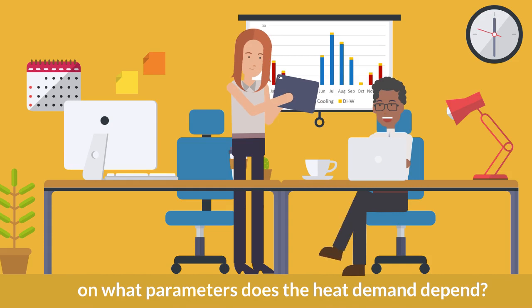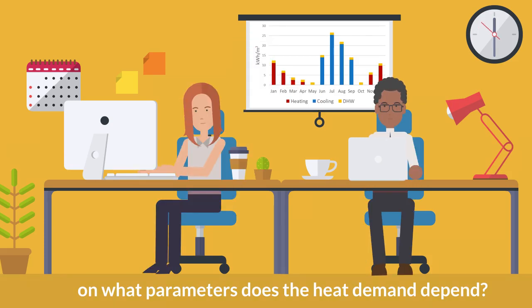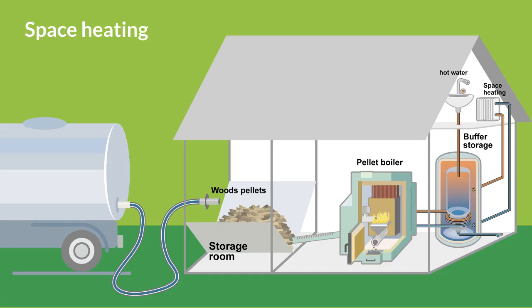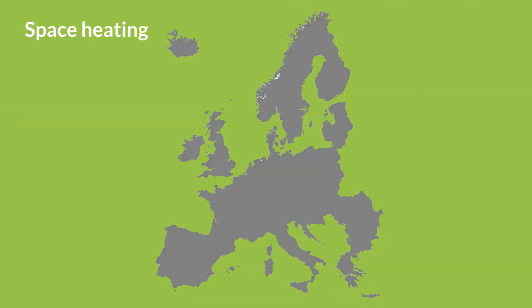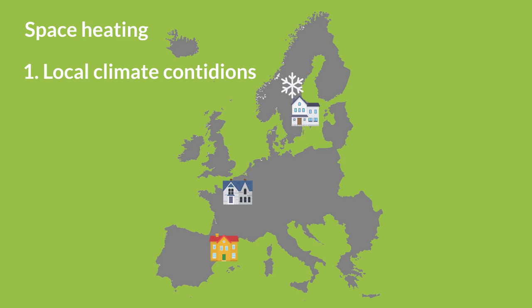Okay, but on what parameters does the heat demand depend? Let's differentiate between space heating and domestic hot water. Space heating strongly depends on the outdoor temperature. It is not the same to size a space heating system in Stockholm, Paris, or Barcelona. Therefore, a first input for your calculations are the local climate conditions.